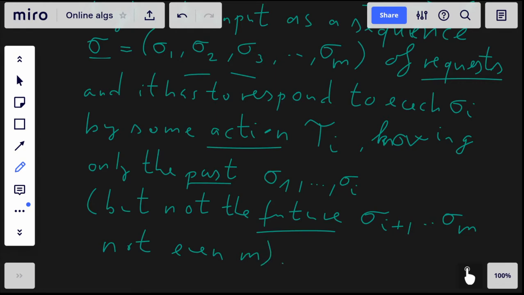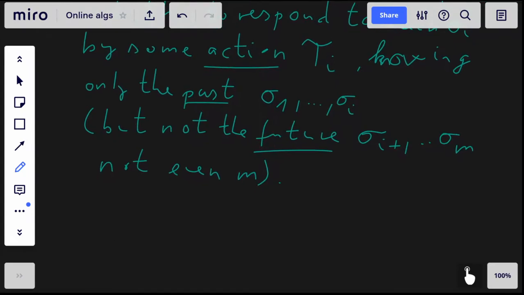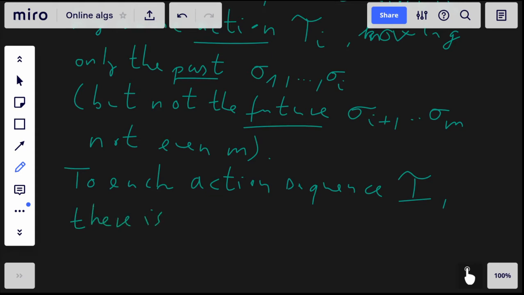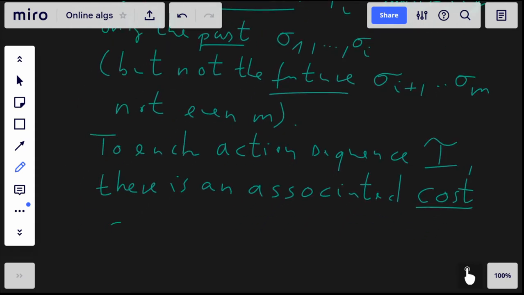Okay, so a request comes, we immediately have to serve the request by some action, and then another request comes, we have to serve that guy immediately, and so on. And to each action sequence, say tau, usually I'm underlining vectors and not underlining non-vectors, so tau, there is a cost associated. So there is an associated cost which you want to minimize. This cost of tau is usually denoted by C of tau, C for cost of tau, to be minimized.